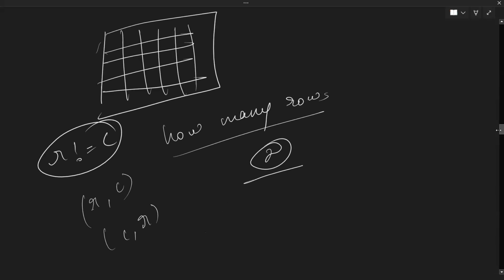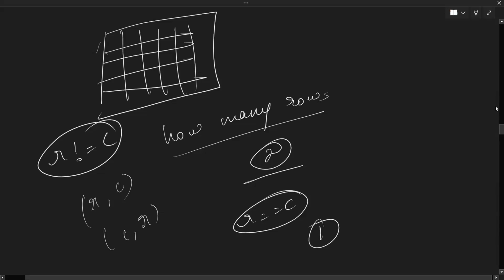And otherwise, if R is equal to C, then how many rows are getting disbarred? 1. Why? Because we just made a move and the computer will not be able to make any move.